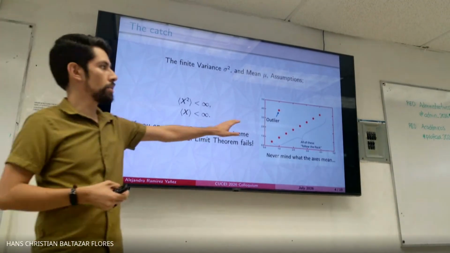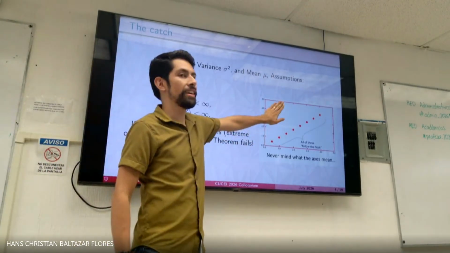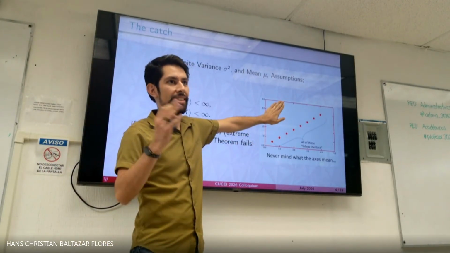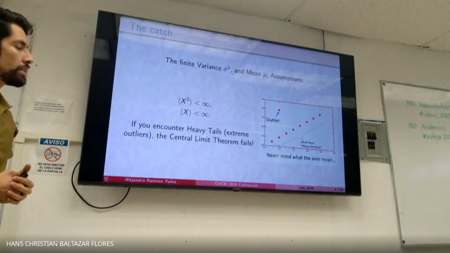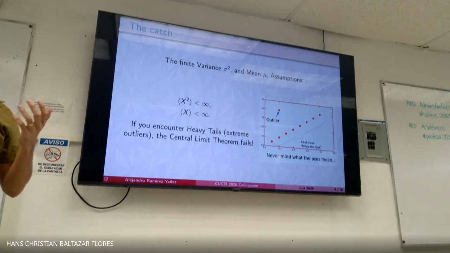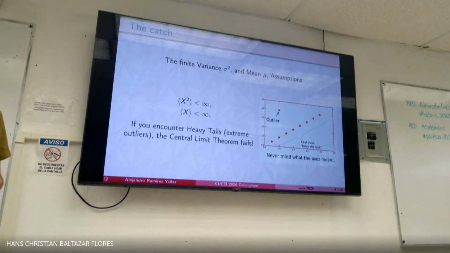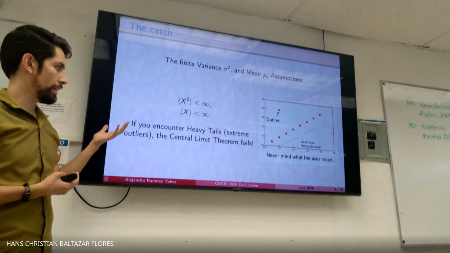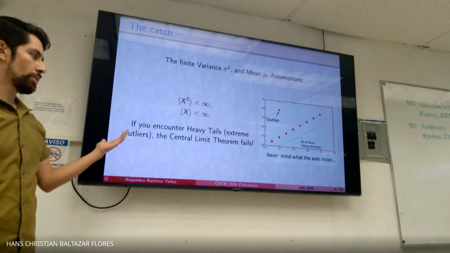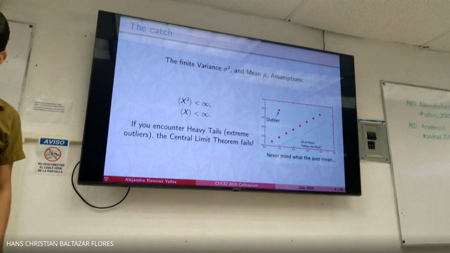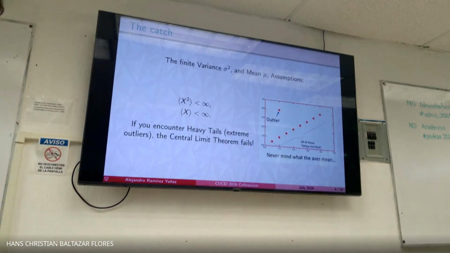And you cannot ignore them. You cannot just think that, okay, this point doesn't exist and we're good. No, you cannot ignore them. So these outliers essentially mean that the variance and the mean of your real distribution are not finite. Whenever this happens, you say that the distribution has heavy tails, or in other words, extreme outliers. If this happens, then the central limit theorem fails. It no longer applies to whatever you are studying.